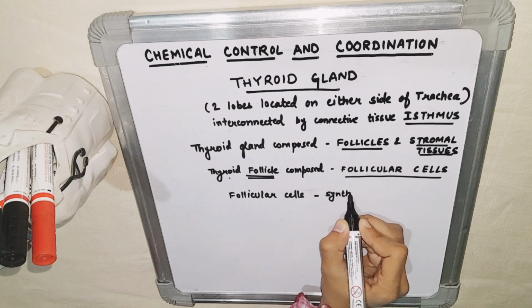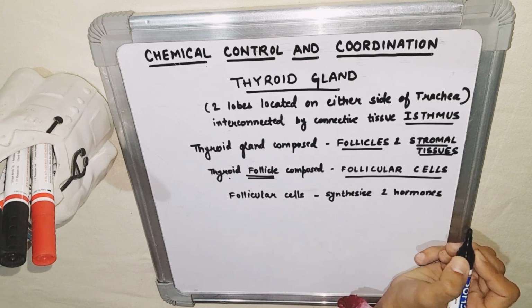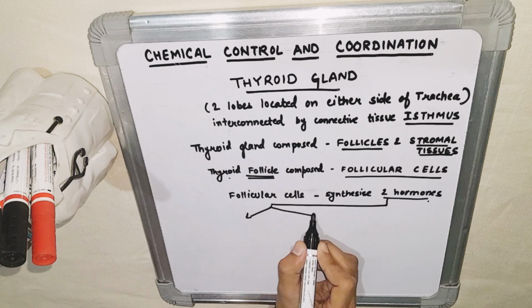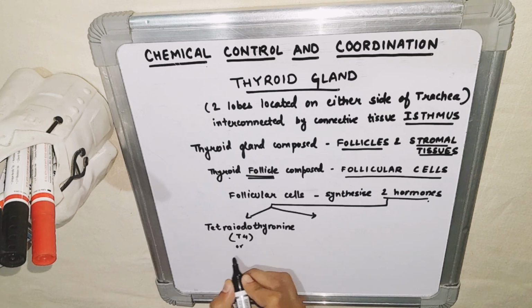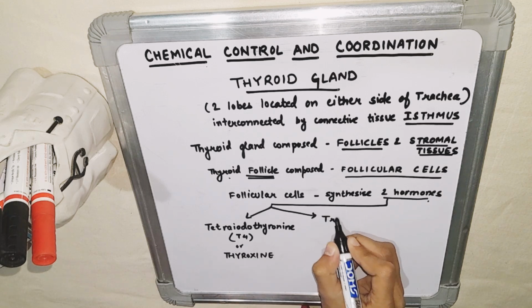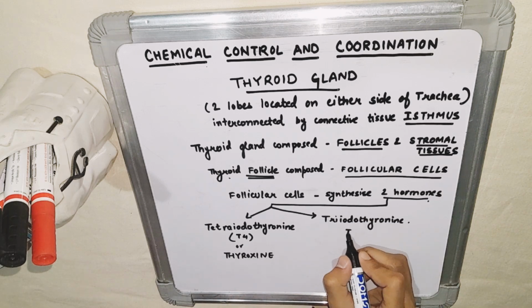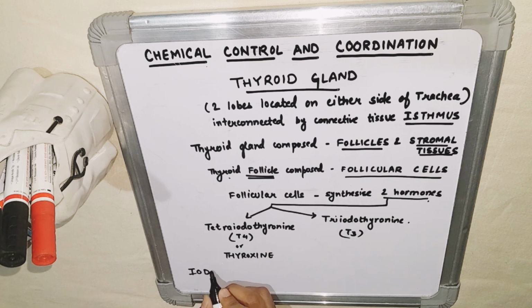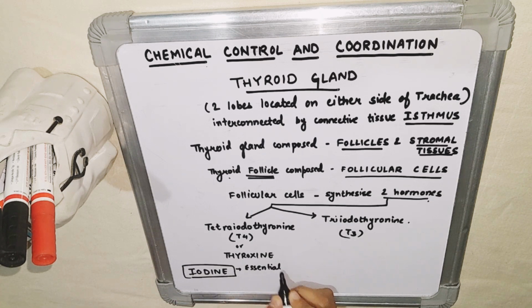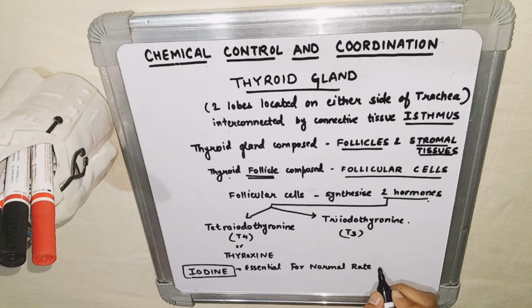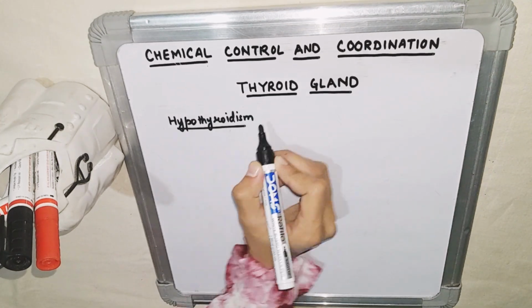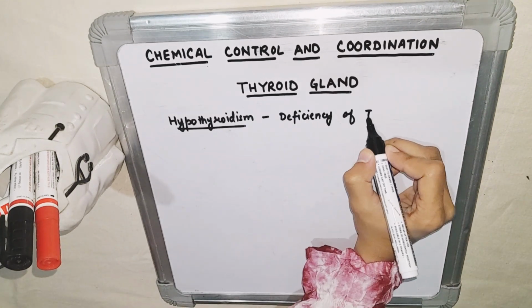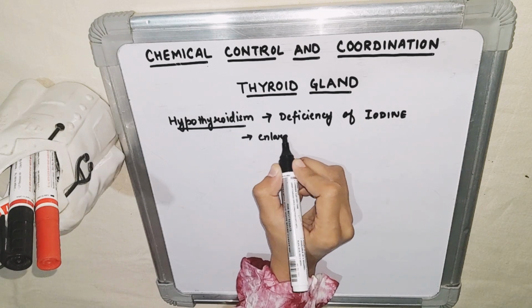The follicular cells are further used to synthesize two hormones, T4 and T3, that is tetraiodothyronine, which is called T4, or thyroxine, and triiodothyronine, or T3. Next important point is that iodine is essential for the normal rate of hormones which are synthesized by the thyroid gland. Next is a very important disease called hypothyroidism, which is mainly due to the deficiency of iodine.